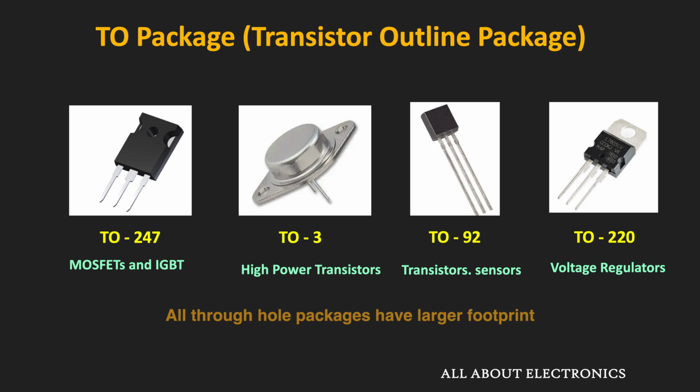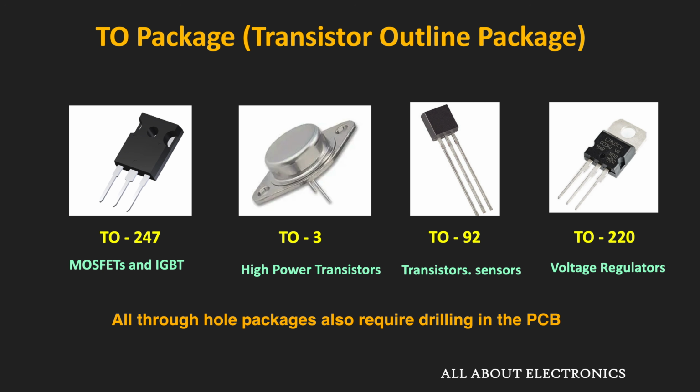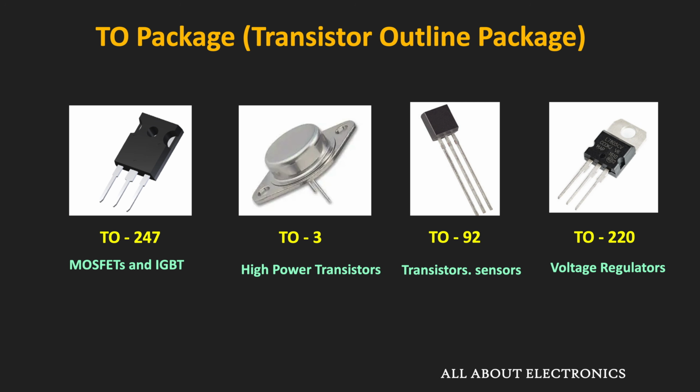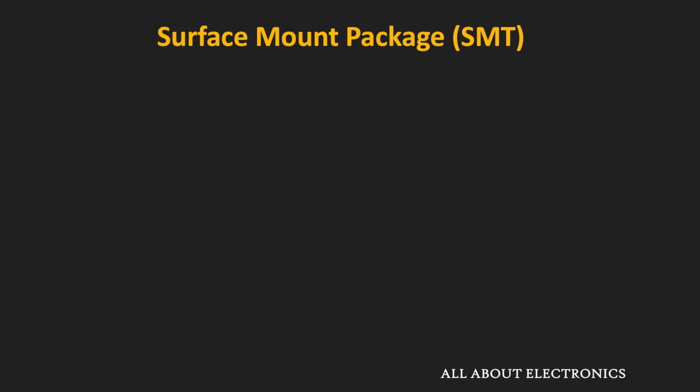So as we have seen so far, most of the through-hole packages like DIP, SIP or even TO packages have a larger footprint, and therefore they are not suitable for compact designs. Moreover, as I said earlier, these through-hole packages also require drilling in the PCB, and that's why they are not suitable for automation based assembly. So in applications where an overall small footprint is required or where automation based component assembly is required, in such cases surface mount packages are used. So now let us see the different types of surface mount packages.